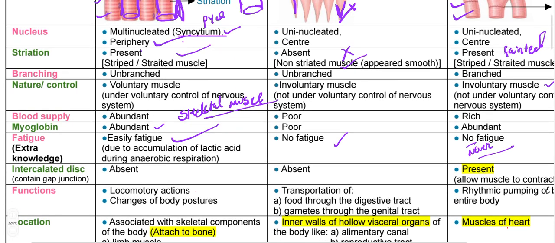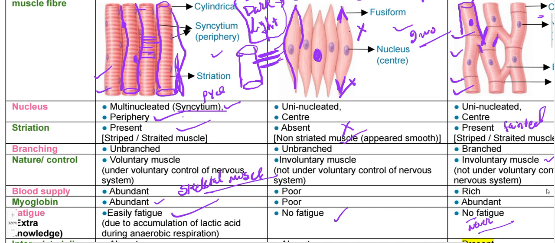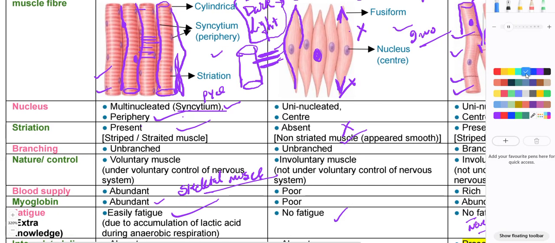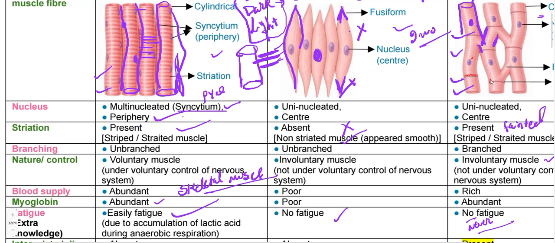Then the characteristic feature of your heart, very, very important, is your intercalated disc. Can you see? Okay. Can you see these line striations? These are nothing but intercalated discs. Intercalated discs have the gap junctions. Do you remember, during structural organization, we studied that it helps in communication?